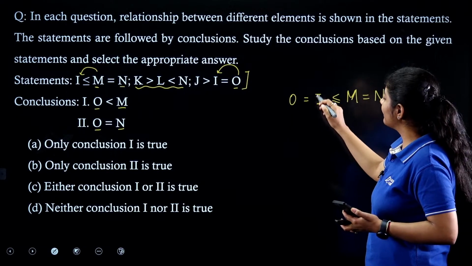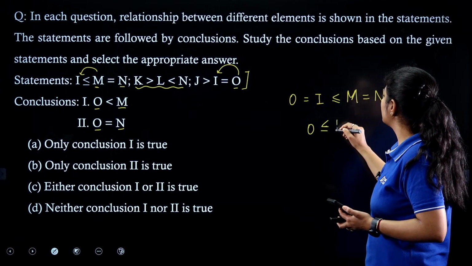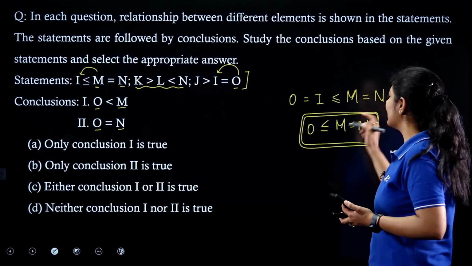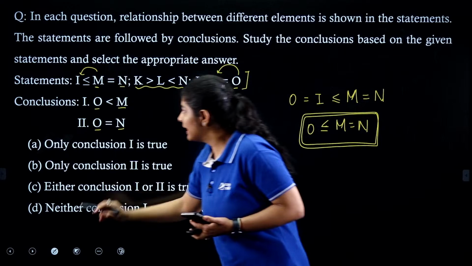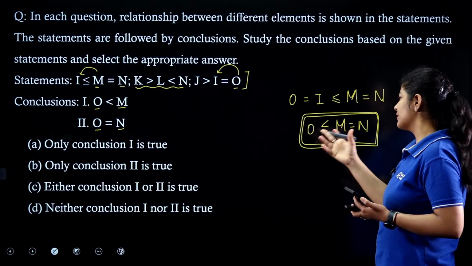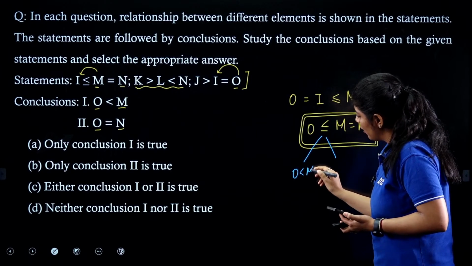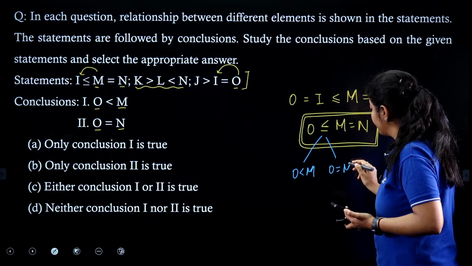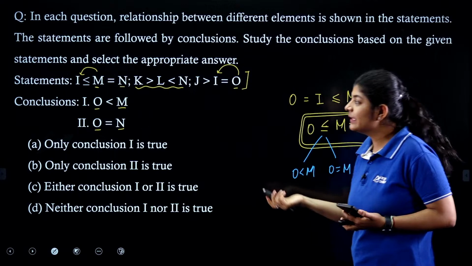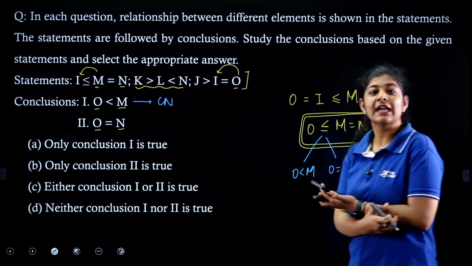So what I can do is simply write O is less than or equal to M, and M is equal to N, right? This is the final relation that we are having between these 3 entities. Now, my conclusion: O is less than M. Are we sure about it that O is less than M? No. Here we are having two possibilities: either O is less than M or O is equal to M, right? So we are not sure that only this case will happen. So we are going to consider this as can't say.